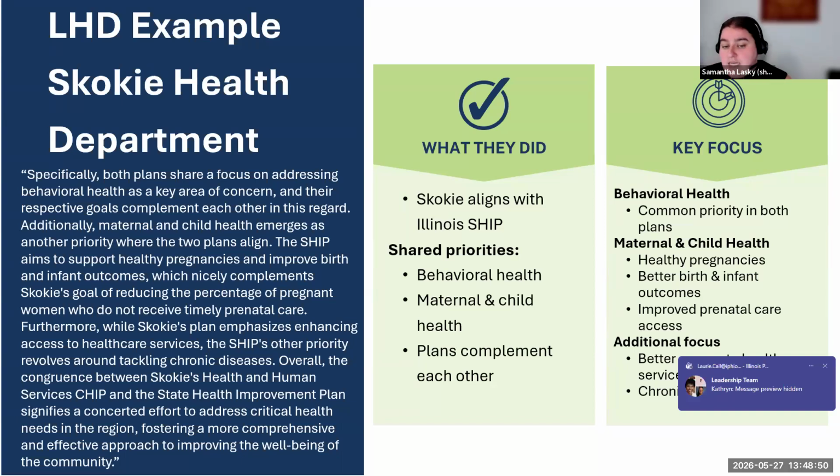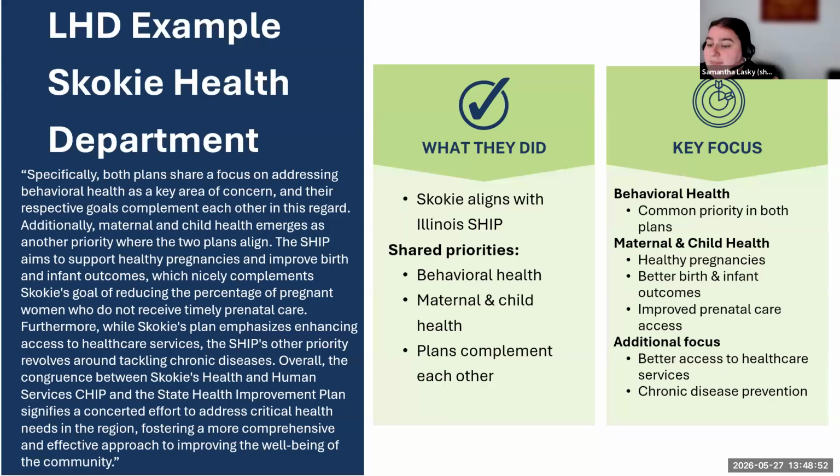So it can be as simple as saying, this is what SHIP is aiming to do, and this is what we're aiming to do, and we see alignment there. If you don't see alignment and you've chosen strategies that are not the same or you've chosen priorities that are not the same as the SHIP priorities, that's okay too. You would just describe that in your IPLAN report and say, our priorities are not the same because this is what we've seen from our data and this is what's important to our community. And that's totally fine.